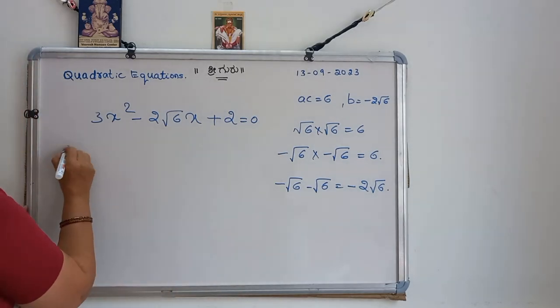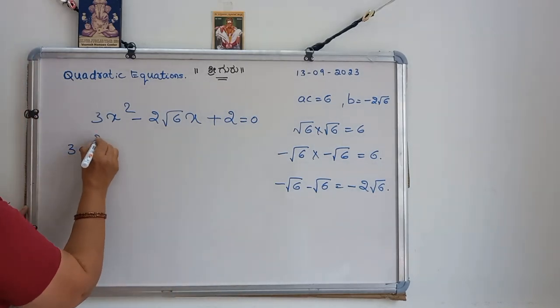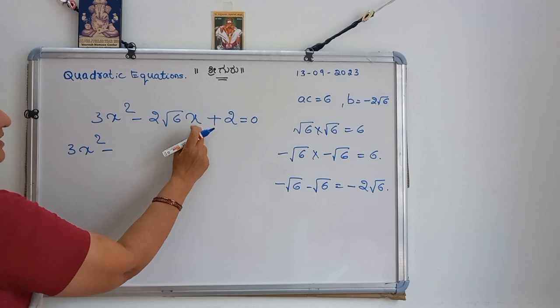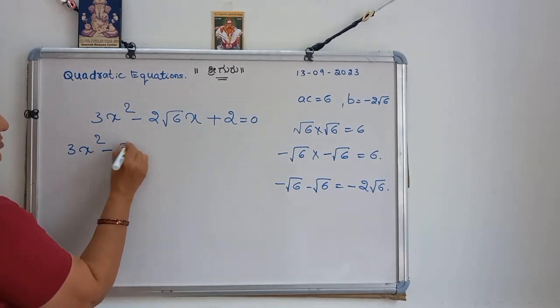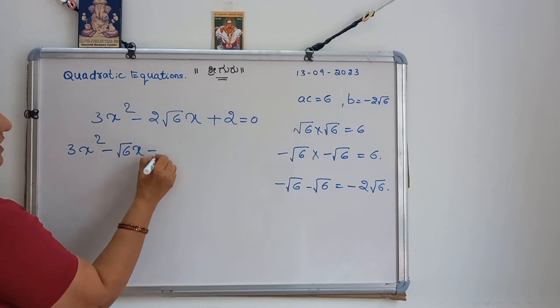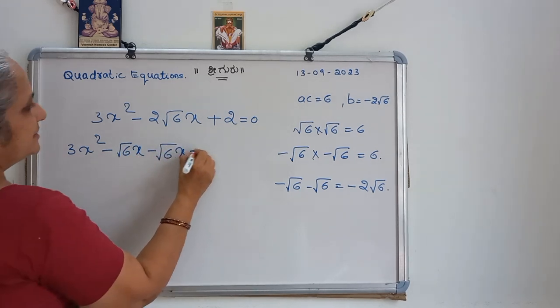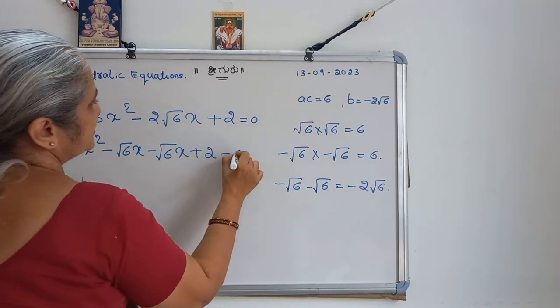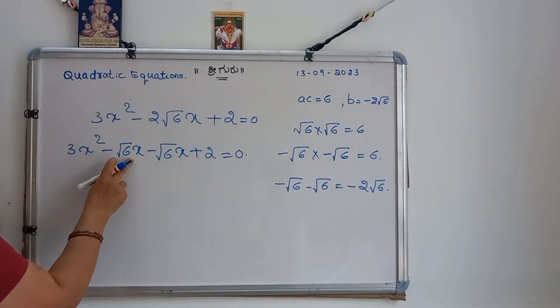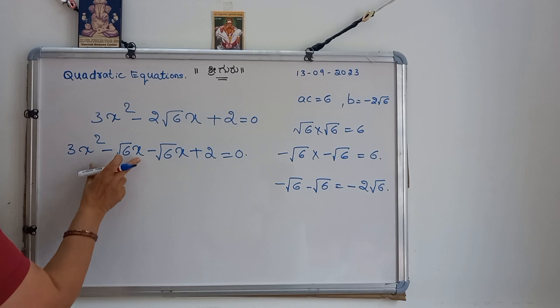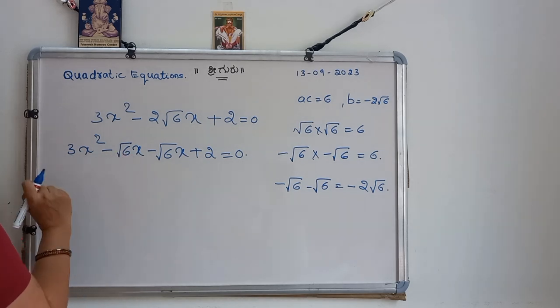So, now split the middle term. अभी हम ये मिडल टर्म को कैसे लिखेंगे? 3x square minus root 6x minus root 6x plus 2 is equal to 0. Here we have to observe that in these two terms, what is the common factor? X is the common factor. What about the numerical factor?